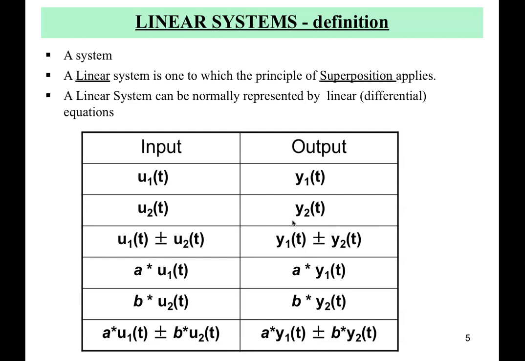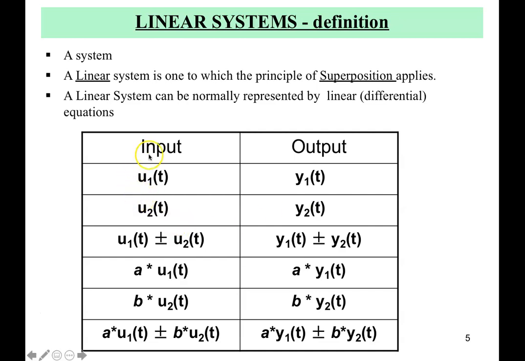Now, for a linear system, if you add two different inputs to form a new input to the system, then the output response will be the response of these two individual inputs added together. If that is true, then you have a linear system. If not, then you have a nonlinear system.